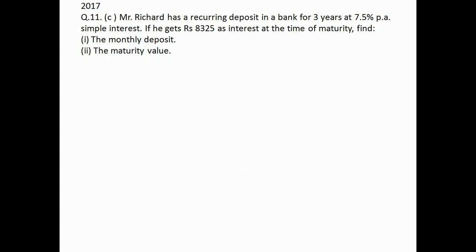Richard has a recurring deposit account in the bank for 3 years. Time is 36, N is 36 months. Then 7.5% per annum, rate is 7.5. He gets this much as interest, see, as interest at the time of maturity. It is not a maturity value. It is an interest. Please make a note. Monthly deposit? See, interest is known to you, rate is known to you, time is known to you, principal is missing. Hope you can try with the first formula on your own.